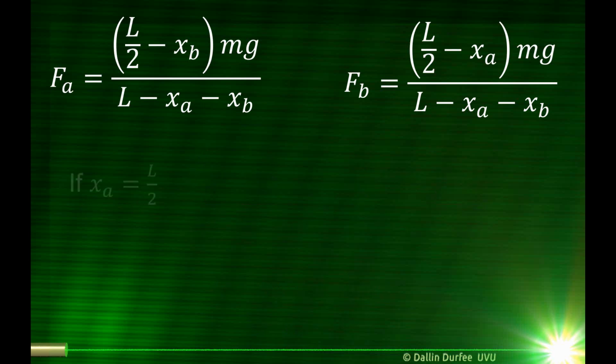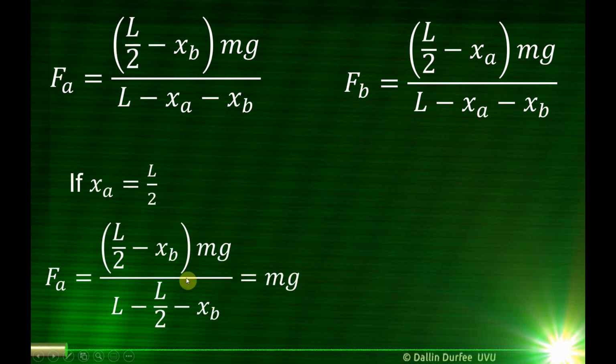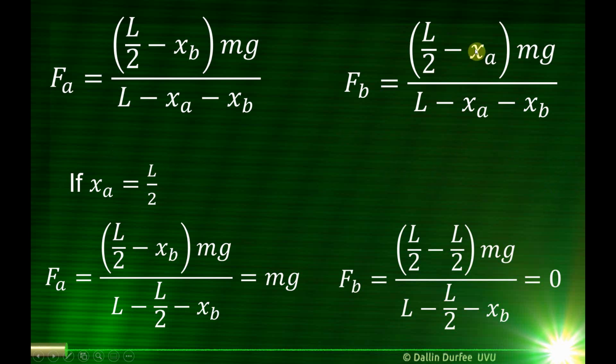Here's another thing we can do to try and see if it makes sense. What if XA was L over 2? In other words, what if brick A was right at the center of the board? Well, if brick A is exactly at the center of the board, then it can just balance the board by itself, and brick B doesn't have to do anything. Let's see what we get if we plug L over 2 in for XA. For force A, we get this right here, L minus L over 2, and the denominator becomes the same as this part of the numerator, and we're just left with mg. So as we expected, if XA is L over 2, then brick A is going to have all of the force, and so the force is just equal to mg, whereas if we plug L over 2 in for XA in the force B equation, we get 0. So it seems like the solution we found does what we expected it to do, so probably it's the right solution.